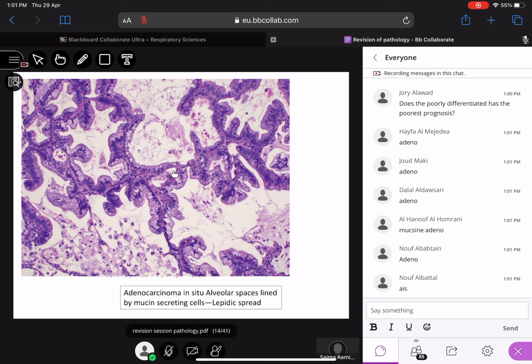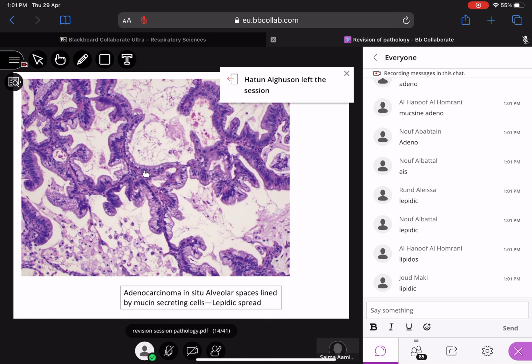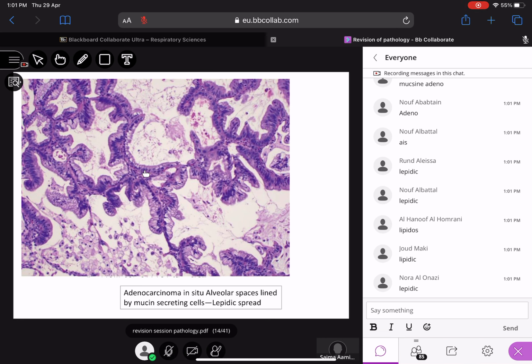And what is the growth pattern we call? Anybody remembers? Lepidic, exactly. Lepidic is spreading along the alveolar septa. And why in situ? Because there is no invasion into underlying stroma. And when the tumor is less than 3 centimeters, with no invasion into underlying stroma, we call it adenocarcinoma in situ. Okay. Slide 13 is adeno, Noora.